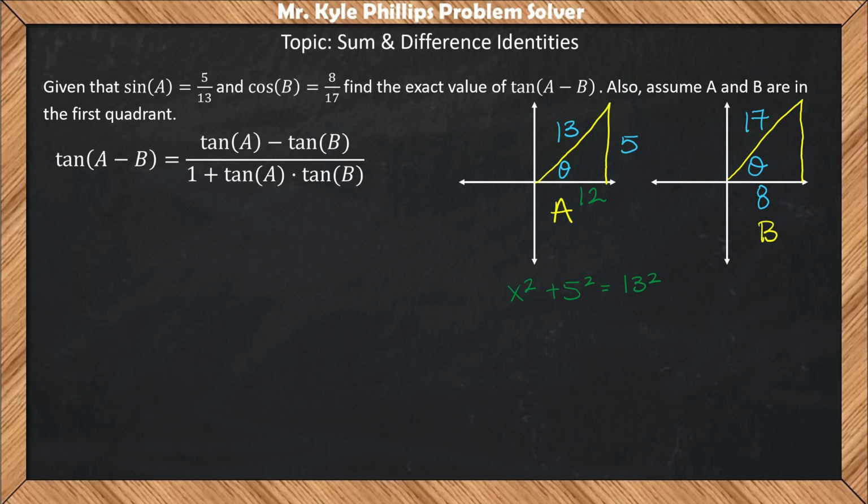Over here in the second one, we have x squared plus h squared equals 17 squared. So 289 minus 64 is 225, and the square root of 225 is 15.